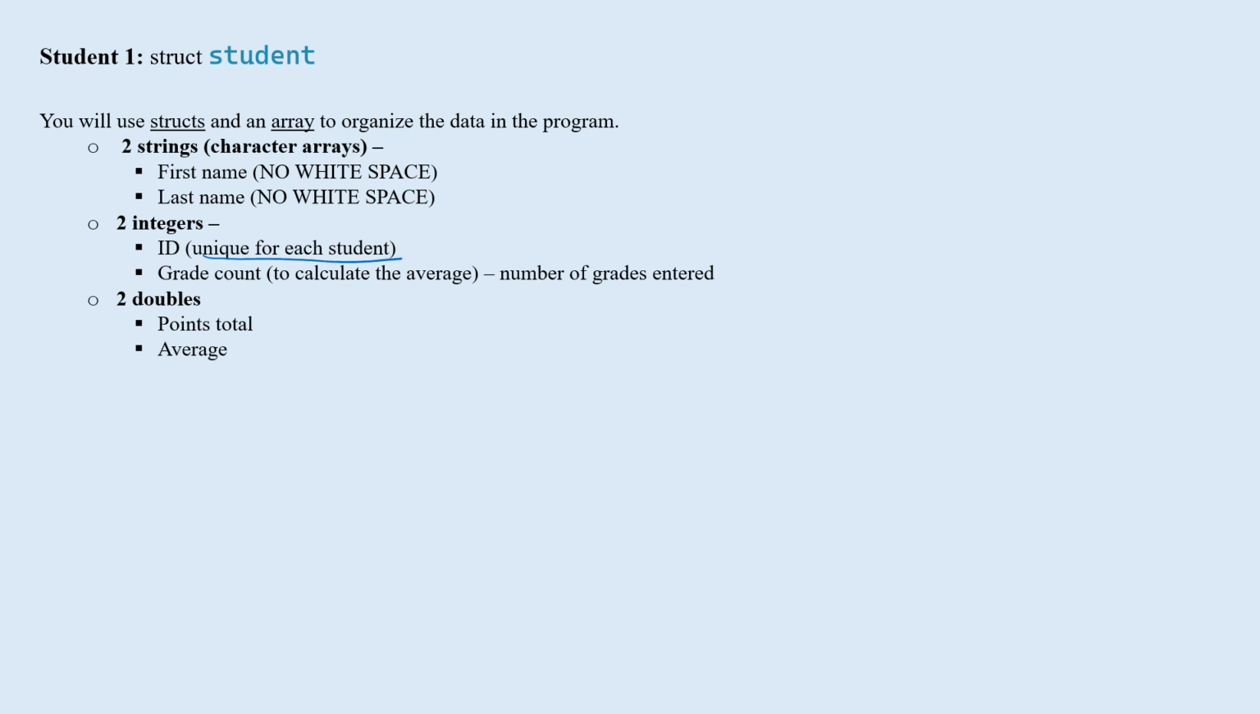The other integer counts the number of grades, so you can calculate the average. And then you'll have two doubles. One is the points total and the other one is the average. And this is not going to be reset, so you can just keep adding and adding. And if you go back and you want to add more grades to a previous student, as long as you select that ID, it should work as expected.